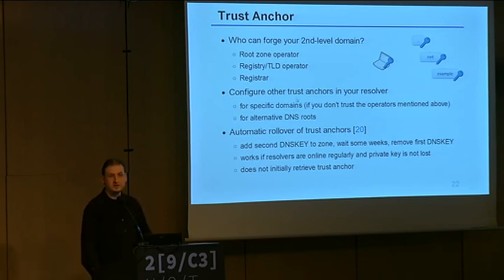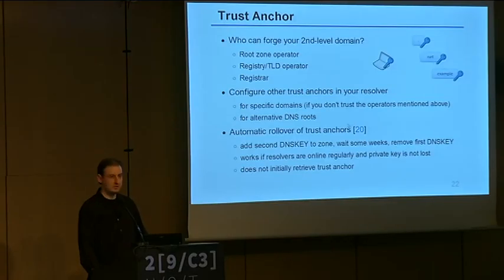Now you can change the trust anchor configuration in your resolvers. You can put specific domains in the configuration, and you can also put keys for alternative DNS routes. So alternative DNS routes are still possible with DNSSEC. Of course, you have to configure the trust anchor manually. Okay, trust anchors can be changed automatically if they are updated. However, you need to install the initial trust anchor by hand. So the initial key must be installed by hand, and then you can do automatic rollovers.